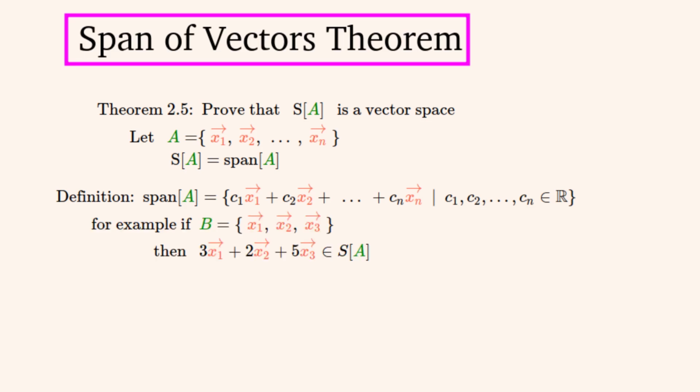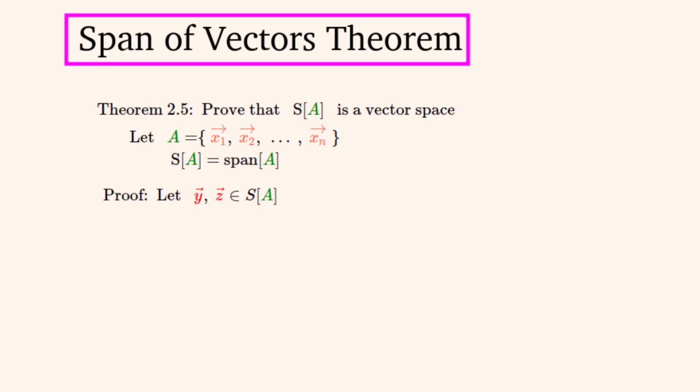And here's an example. This vector is a linear combination of these vectors and is therefore in the span of A. And this is another linear combination of these vectors and is also in the span of A. So now we'll start the proof. We'll let these two vectors be members of the span of A. We'll define these vectors to be equal to this in terms of the vectors in the set A. If there are multiple versions of these coefficients, then we'll decide on one of them and stick to them.